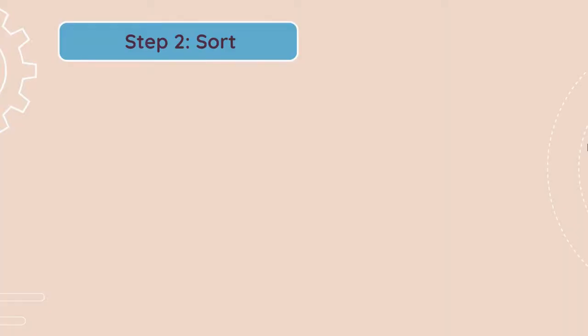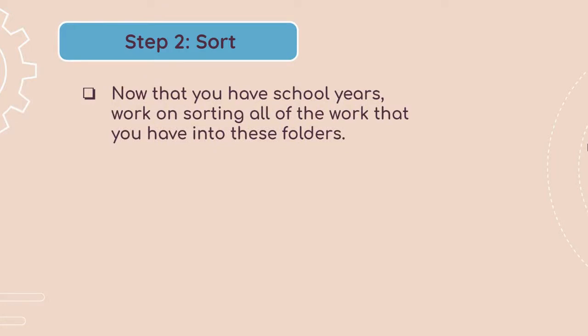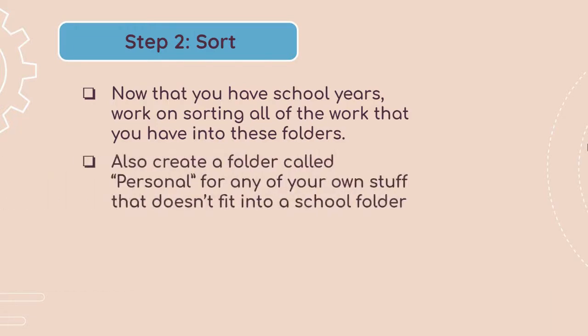Our next step in this process is going to be to sort all of the files that we have within our Google Drive. We started this a little bit in the last step, but now that you have all of your school years that you might need, work on sorting all of that work into these folders for each school year. As you sort, you're probably going to notice that you have a couple of files that maybe don't fit into a school year. They're things you maybe created for a club or a hobby, or just things that you have that are personal. So create folders for any of those other necessary topics.